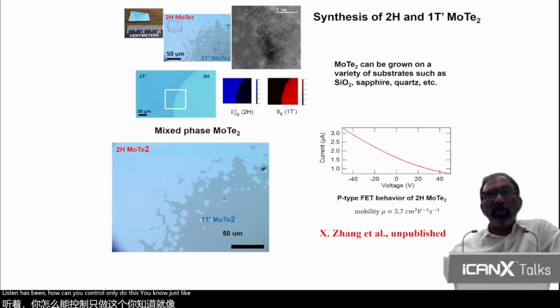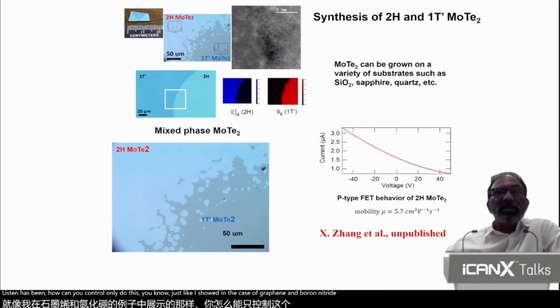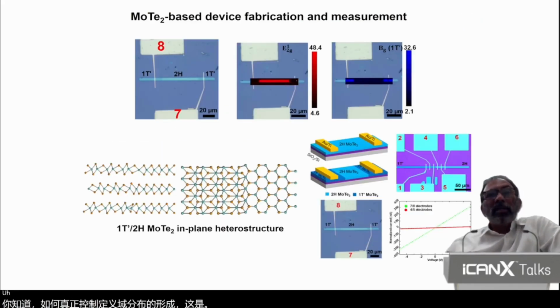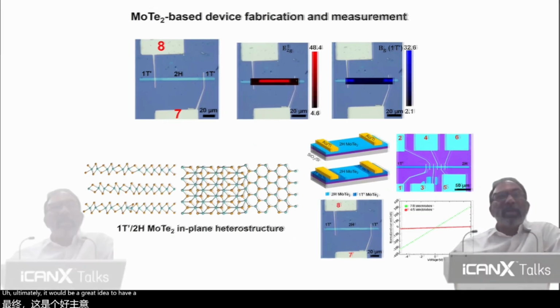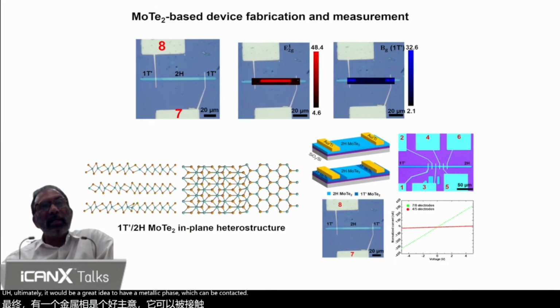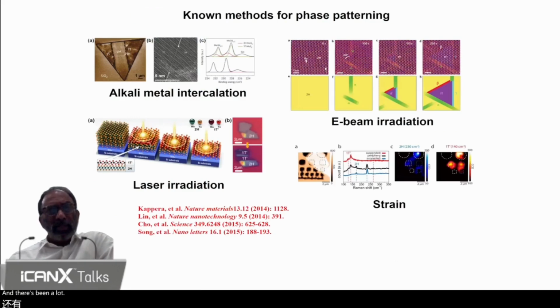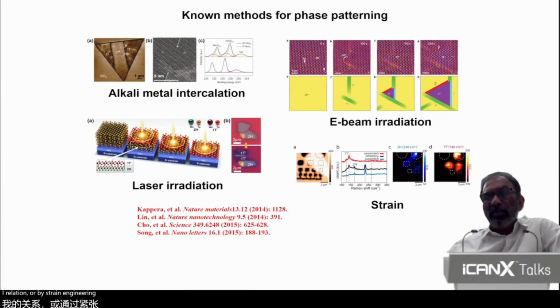Just like I showed in the case of graphene and boron nitride, which of course has a segregation tendency, how do you really control the domain formation and the domain distribution in these systems? Ultimately, it would be a great idea to have a metallic phase which can be contacted and a semiconducting phase as a channel. And that has been our goal. There's been a lot of work in the literature that shows how you can do this phase patterning, by radiation or by strain engineering.